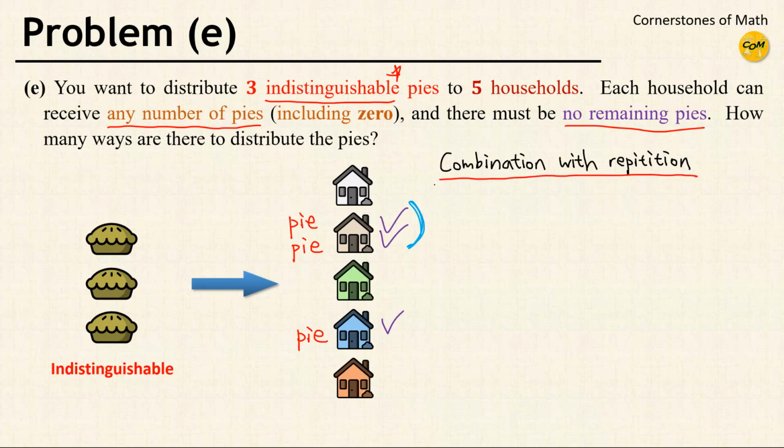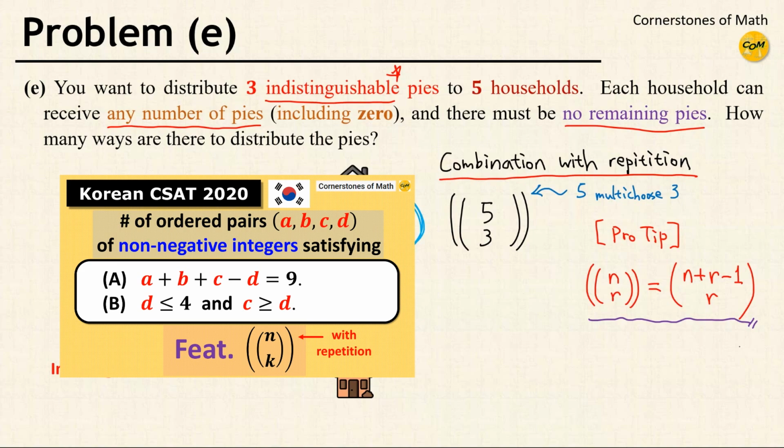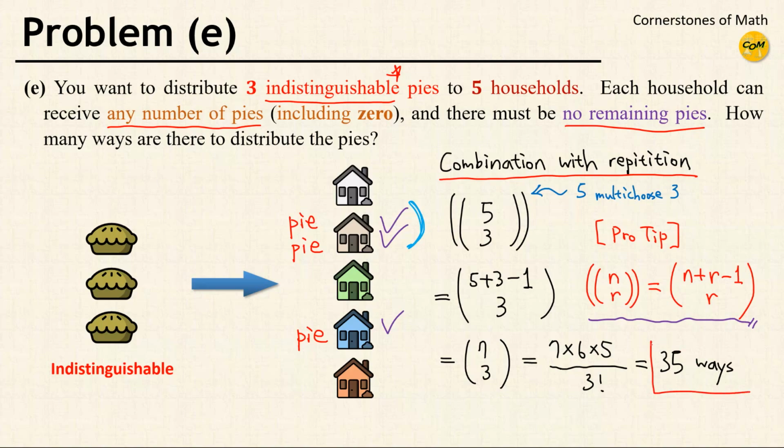This is the combination with repetition. In our case, we choose 3 out of 5 allowing the repetition, and such number of ways is denoted by using double parentheses, which often read 5 multi-choose 3. And the number of combinations with repetition can be computed by this formula, that n multi-choose r is equal to n plus r minus 1 choose r. In case you wonder how this formula is derived, someone made a really good video about that. Anyway, using this formula, 5 multi-choose 3 is equal to 5 plus 3 minus 1 choose 3. So 7 choose 3. So we have 35 ways.